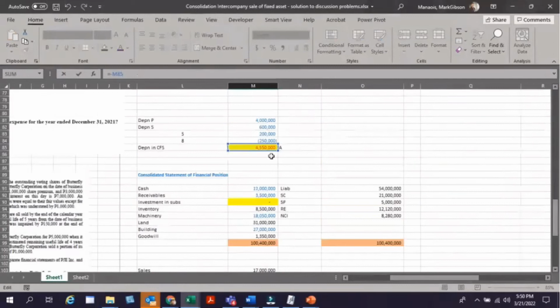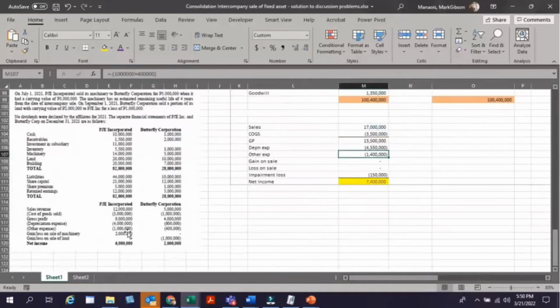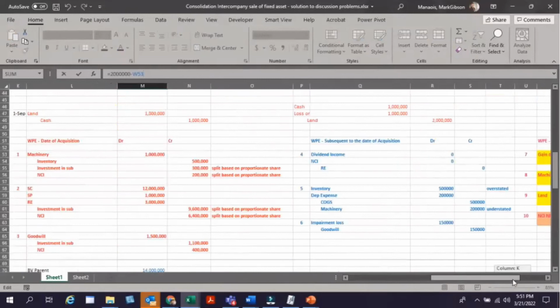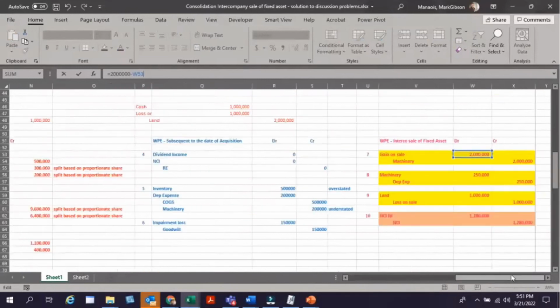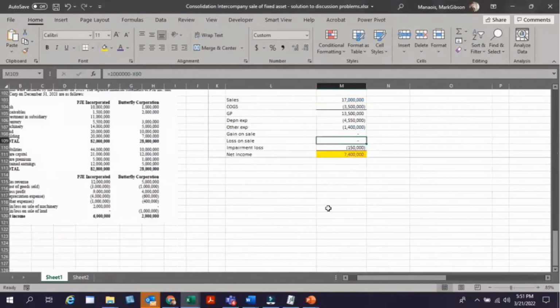Depreciation expense, eto na-compute naman natin kanina, that's 4,550,000. Other expenses, we have 1 million plus 400,000 or 1.4 million. Pansinin, gain on sale of machinery, 2 million. Pero remember, we have eliminated that. So, part of the working paper entry natin, yung gain on sale was already eliminated. Also, at the same time, meron tayo dyan loss on sale of how much? 1 million, but that was also eliminated. So, 1 million less 1 million, so 0. And finally, the impairment loss of 150,000. So, get the total. So, that's 7.4 million.